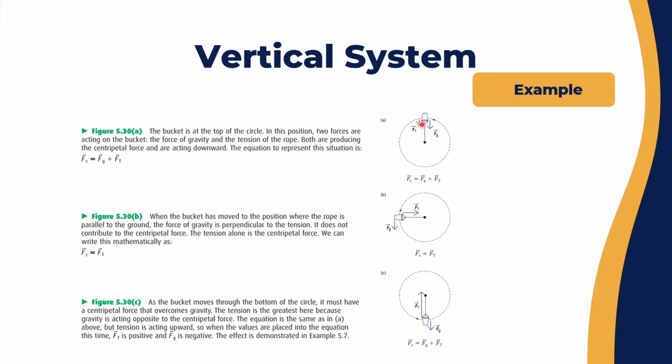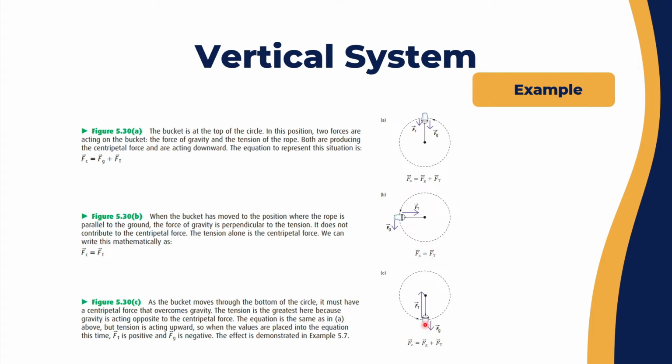In this case, we have the tension force from the rope and we have gravitational force, both pulling towards the center of rotation. Now, centripetal force in this case would be F gravitation plus F tension. As well, when the bucket moved to this position over here, the F gravitation will always be pulling downwards, but the tension is always pulling towards the center. So the F centripetal equals the F tension.